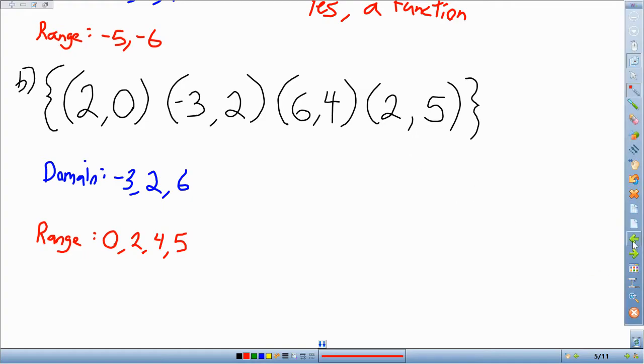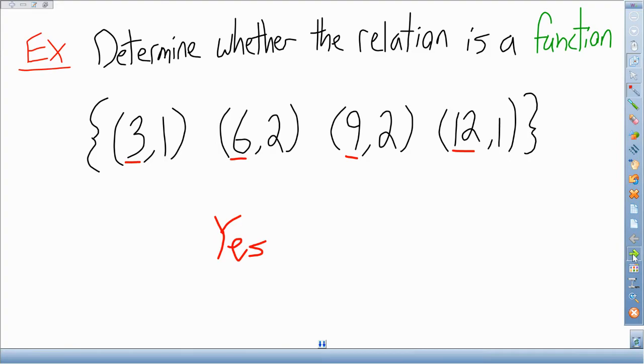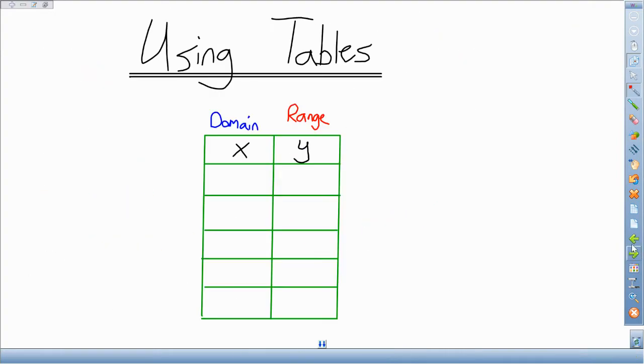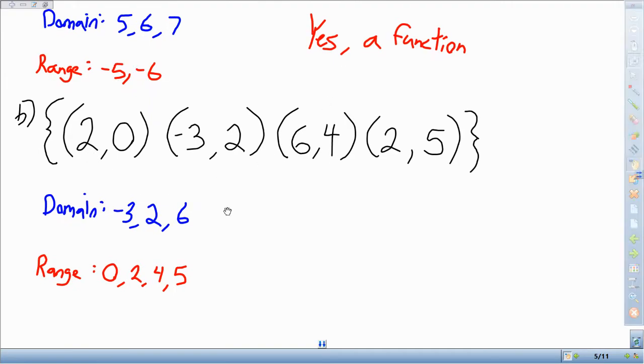All right, and again, for this thing to be considered a function, each input must have a single output. And that is not happening on this problem. We have multiple outputs for our input of 2. So that's why we're going to say no, not a function.